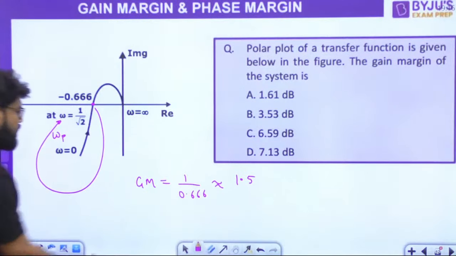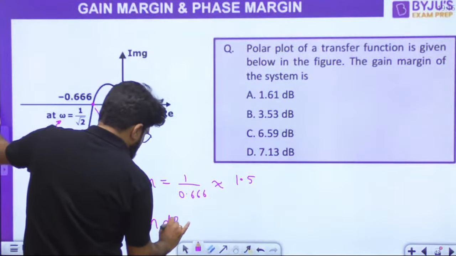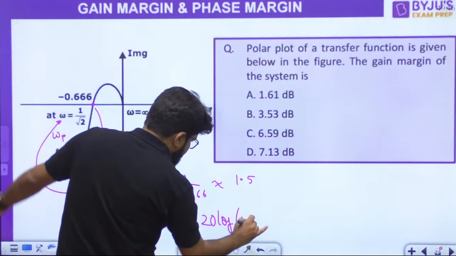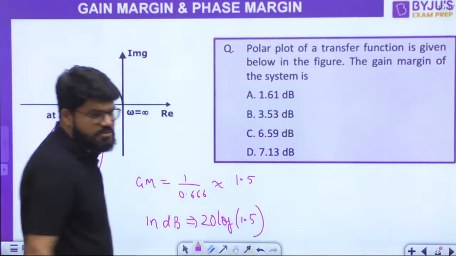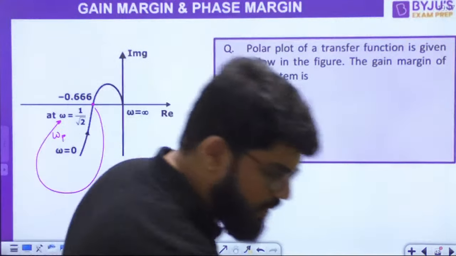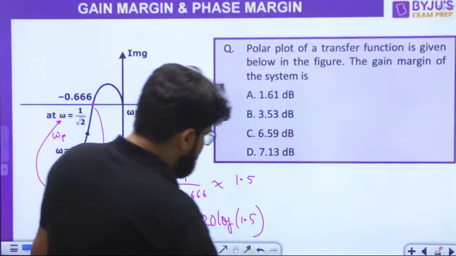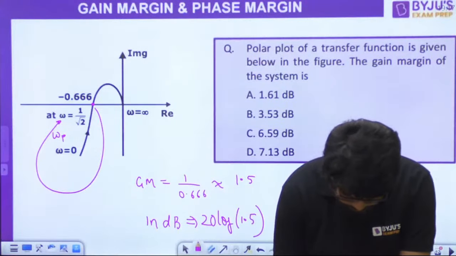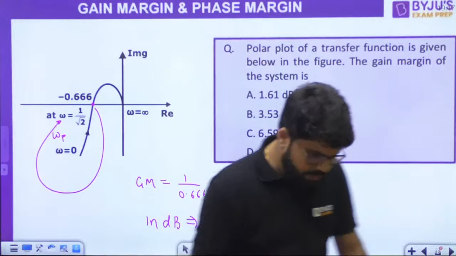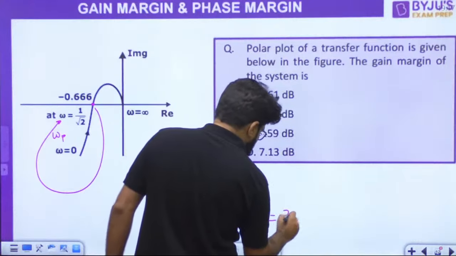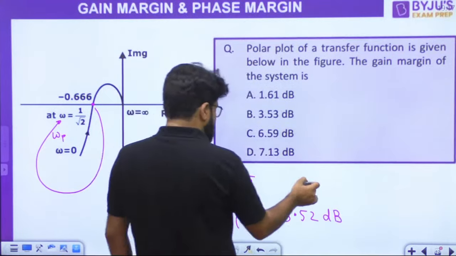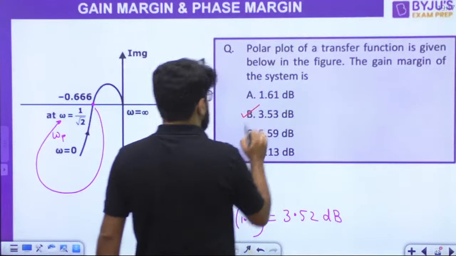But in decibel, it becomes 20 log of 1.5. Calculate this value. Let us calculate this one quickly. How much is it turning out to be? You will use virtual calculators only. It turns out to be 3.52 decibel, so approximately option number B is the correct option.